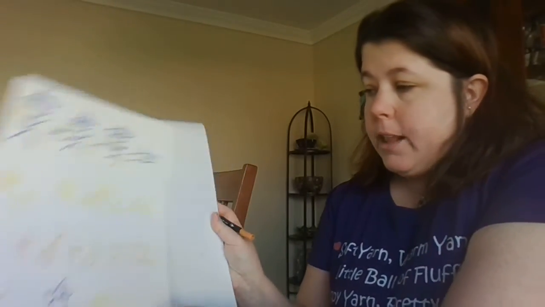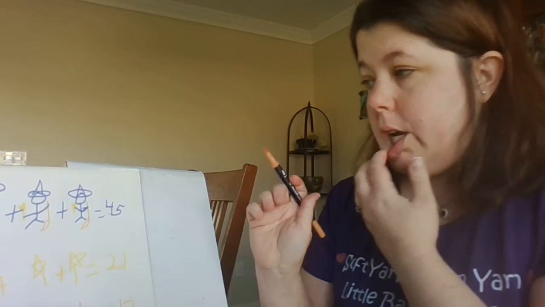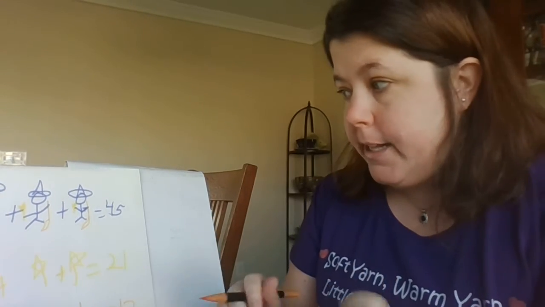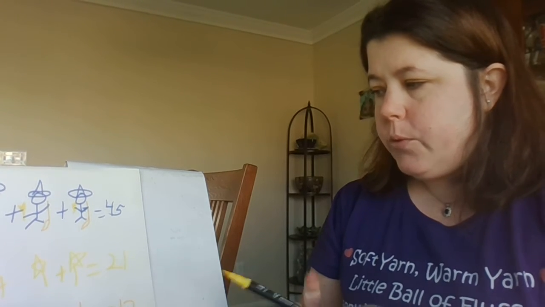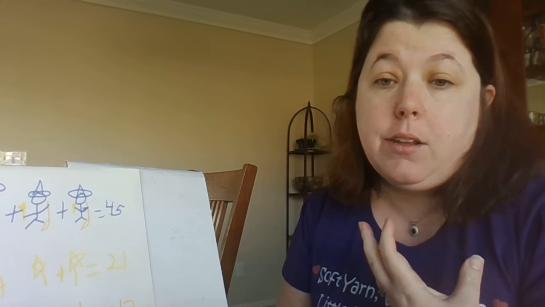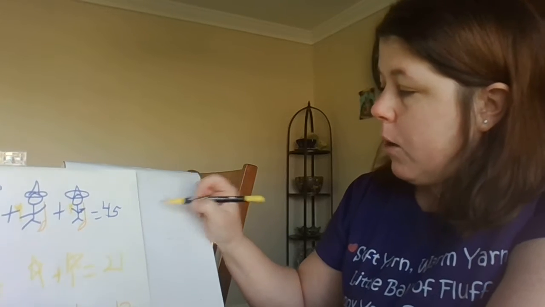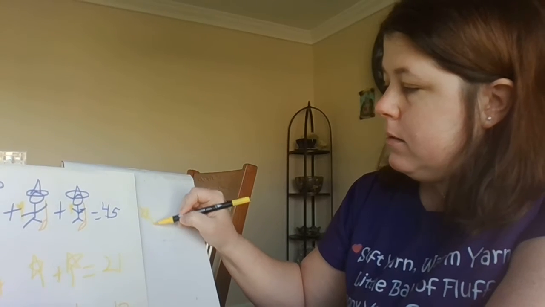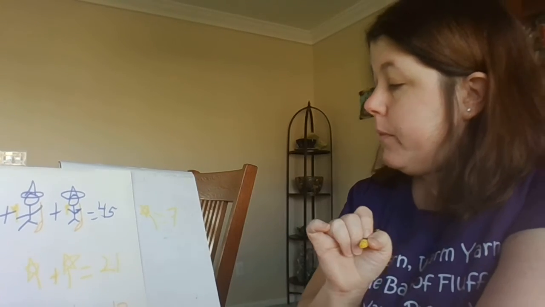Okay, so the first thing that we need to do is determine what each picture's value is by itself. So let's start with the easy one. I see 3 wands and that equals 21, and I know that 3 times 7 would be 21. So 7 plus 7 plus 7. So our little star wand equals 7.